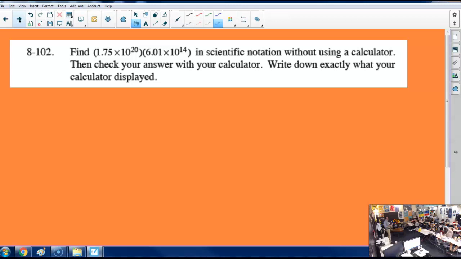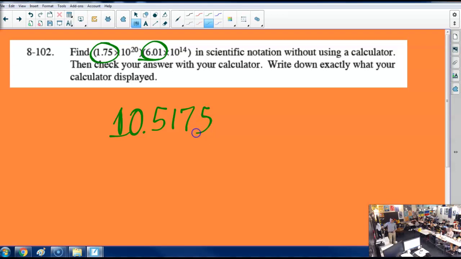So let's talk about why we use our calculator. Look at 102 on your paper. If you type in just 6.01 times 1.75, without the powers, without the scientific notation, what do you get? 10.5175. Is that going to be in proper scientific notation form?